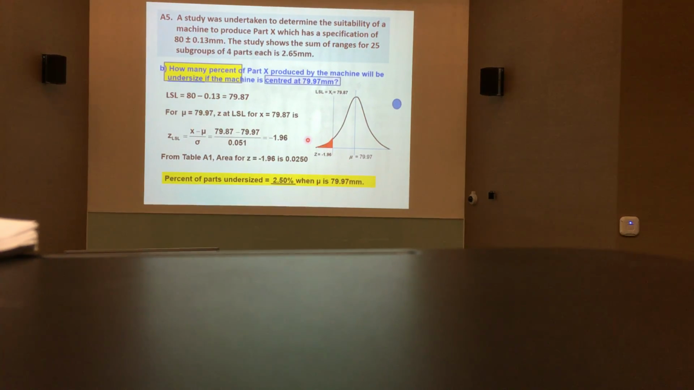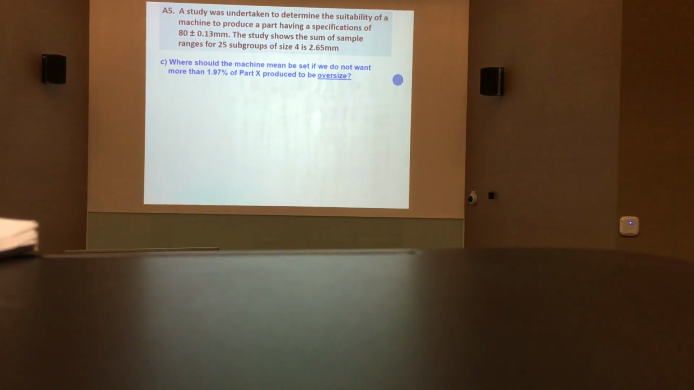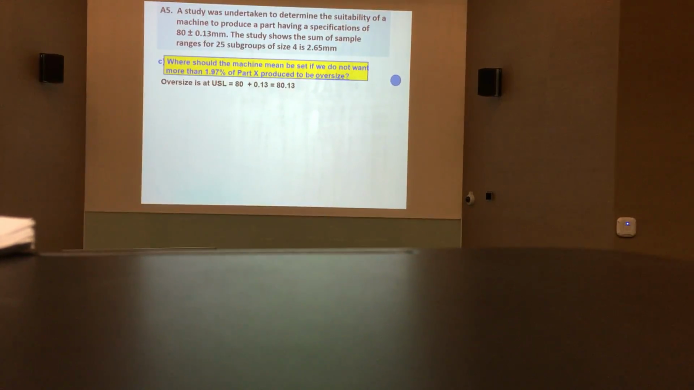Next, where should the machine be set if I do not want more than 1.9% oversize? Oversize is bigger than the upper specs, which is 80.13.